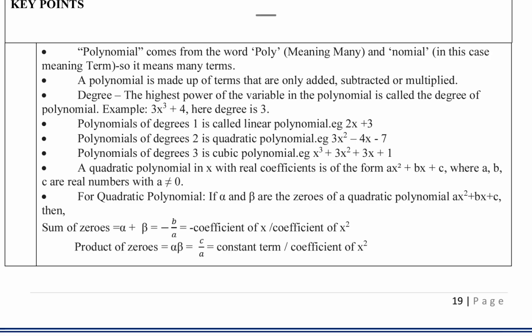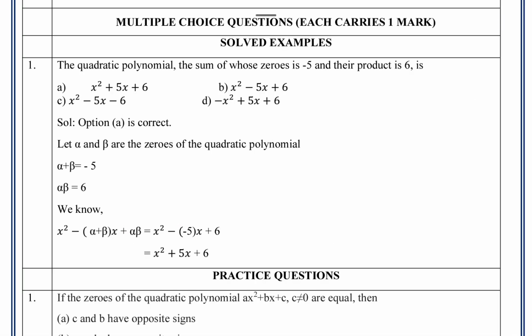The main concept that is important is the sum of the zeros, alpha plus beta, equals minus b by a. The product of the zeros, alpha into beta, equals c by a, that is the constant term divided by the coefficient of x square. These are the important things you have to study in this section. Next, we move on to some important concepts. Here one problem is given on the quadratic polynomial.